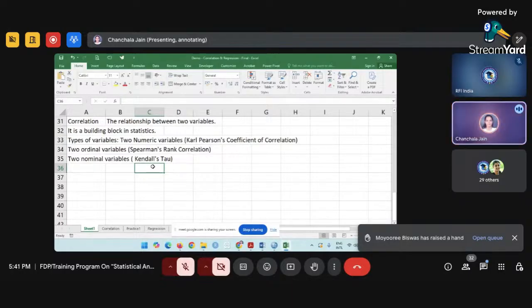But when I'm talking about correlation, we are talking about Kendall's tau. If we have nominal scale variables, generally we want to find the association, not the relationship, because nominal scale variables are characteristics only. In that sense, we can find the association between the two characteristics using even the chi-square test also. Okay, ma'am. Thank you, ma'am.